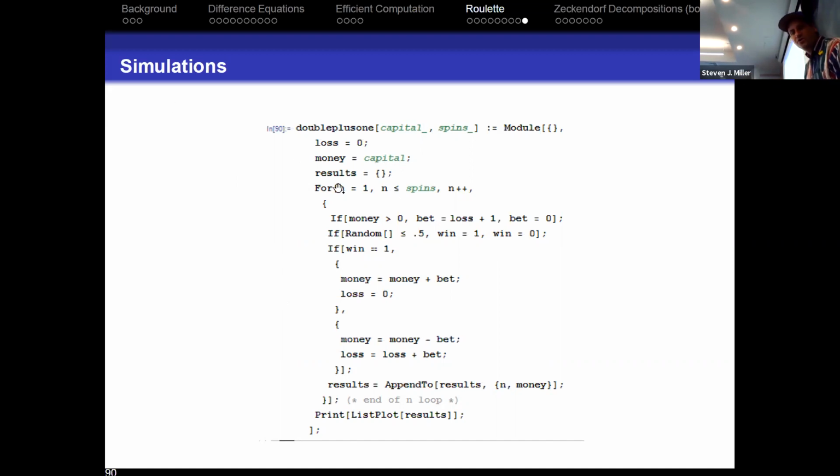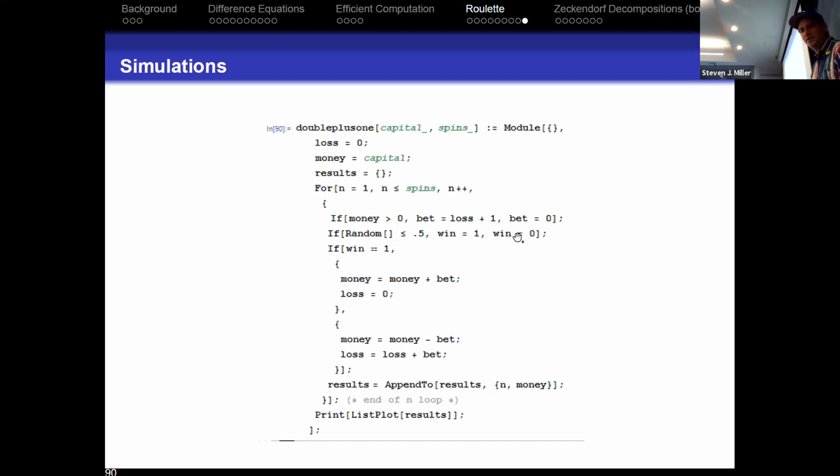So results, I'm going to store results, n goes from 1 to the number of spins, n plus plus, so I'm increasing n by 1. So this is the main part of the program. And I'm going to keep going through here, and here's the end of n. Okay, there was a comment. And then if my money is greater than 0, what do I bet? I'm going to bet my loss plus 1. And if my money is not greater than 0, I'm going to just bet 0 because I have no money to bet.